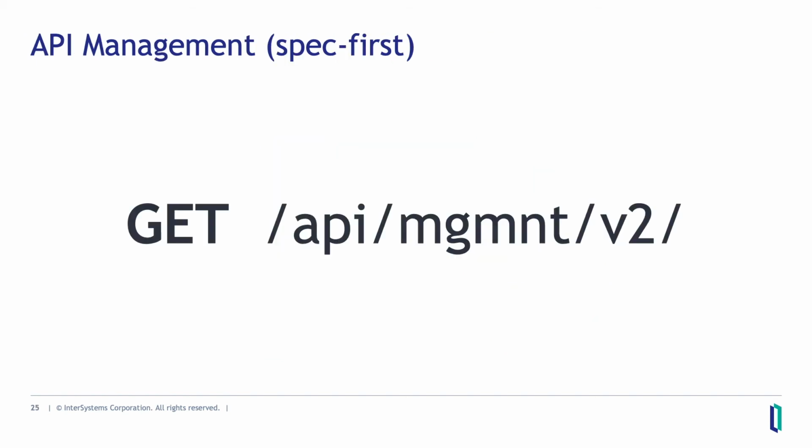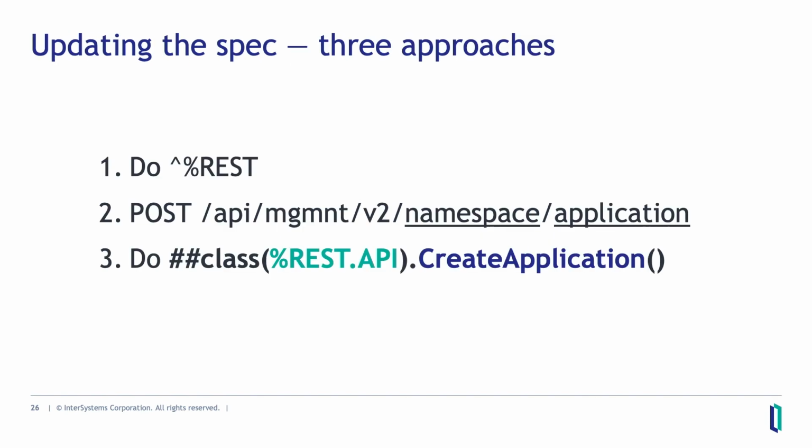And we talked about the API Management v2 service, where you can actually look at your spec and then make updates to it. So there's 3 methods for doing this, updating the spec for one of these spec-first applications. And I showed 2 of them. So we have the command line tool, ^REST. And you might imagine if you were connecting to the IRIS instance via the secure shell, SSH, you're already in the terminal anyway. So this may be the most comfortable approach for you to actually update your spec.